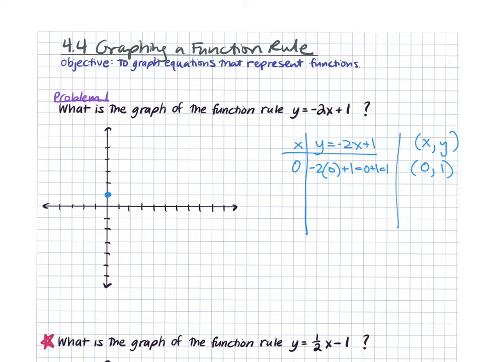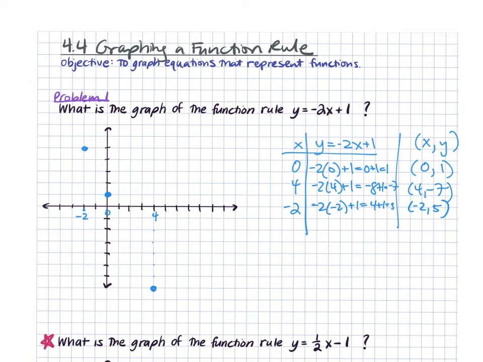Okay, and then let's move maybe here to 4. Let's do 4. Negative 2 times 4 plus 1 is negative 8 plus 1, which is negative 7. So this becomes (4, -7). So down 1, 2, 3, 4, 5, 6, 7. And then let's go maybe here, negative 2. This is negative 2, this is 0, this is 4. Negative 2 times negative 2 plus 1 is 4 plus 1, which is 5. So this is going to be (-2, 5). 1, 2, 3, 4, 5.